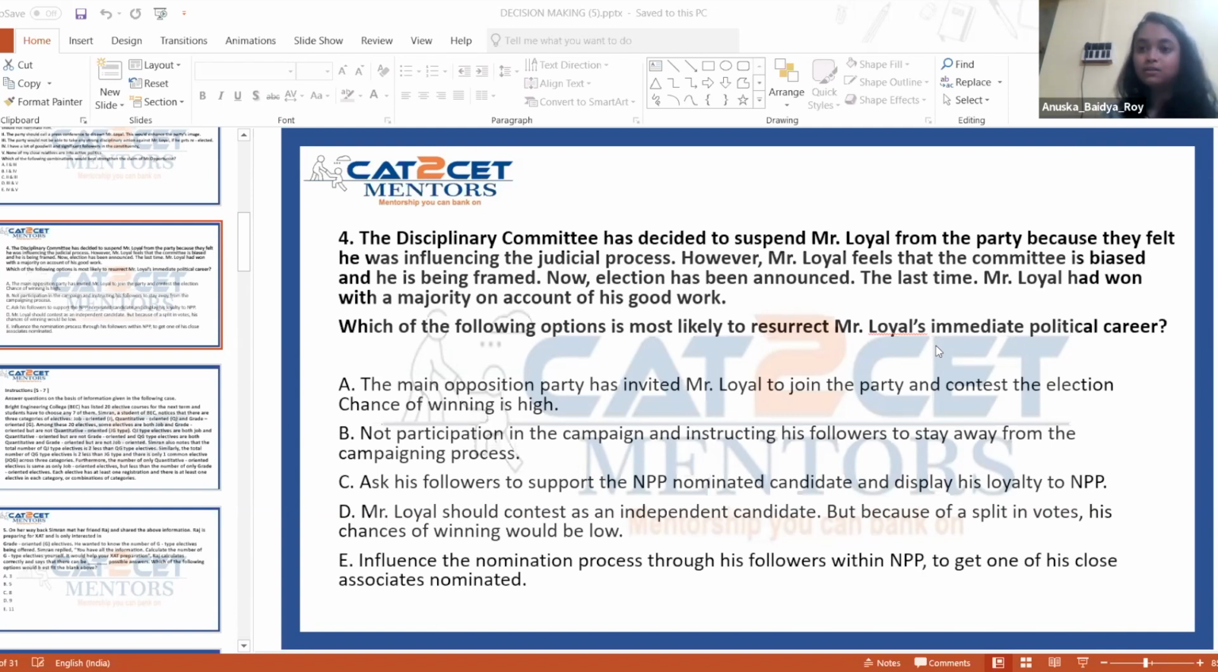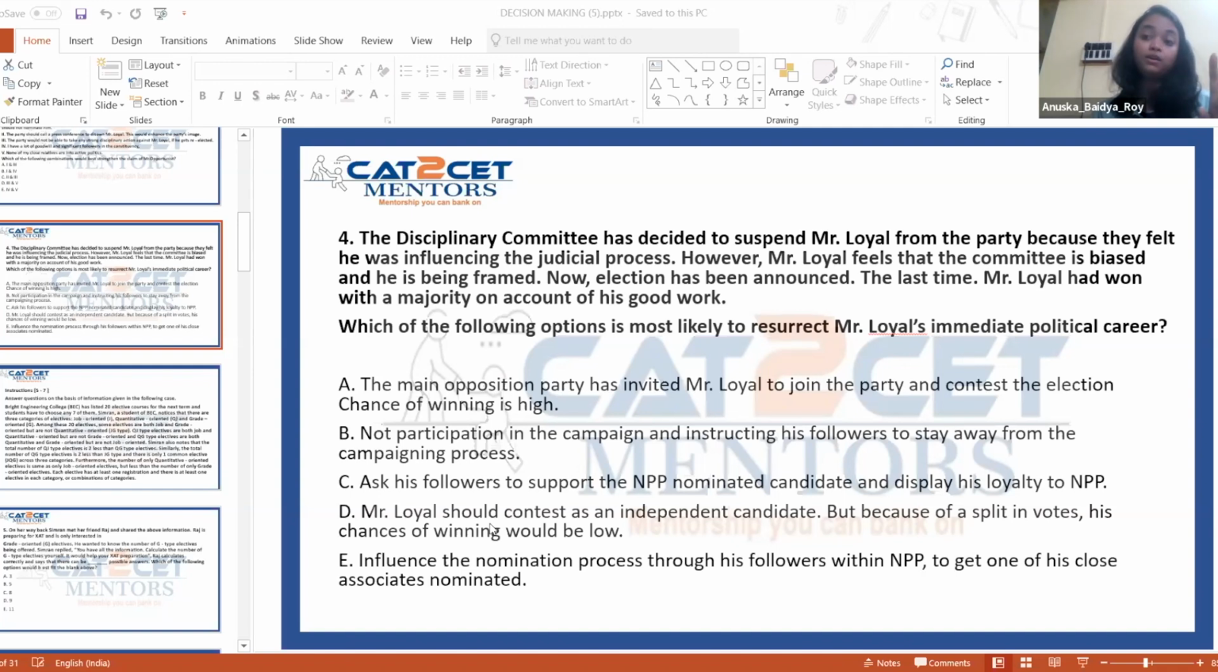Immediate political career. This is not going to help him in his immediate political career. It might help him in his future political career. Okay. Option D, Mr. Loyal should contest as an independent candidate. Because of the split in votes, his chances of winning would be low. So if he contests as an independent candidate, his chances of winning is low. So obviously his immediate political career is not going to be good. If he does, it will not be resurrected, right?